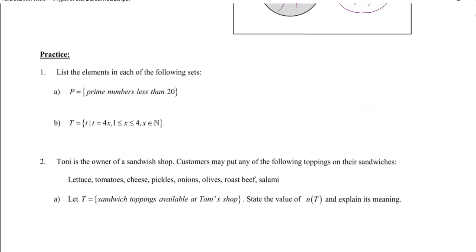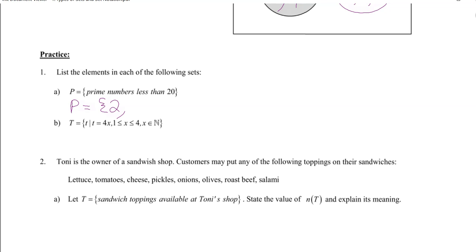Practice. List the elements in each of the following sets. So prime numbers less than 20. So P is... Okay, so list the elements. Write down each prime number that is less than 20. I'll give you a moment. Ask a question: is 1 a prime number? No. By definition, 1 is not prime. So then we're going to start with 2.